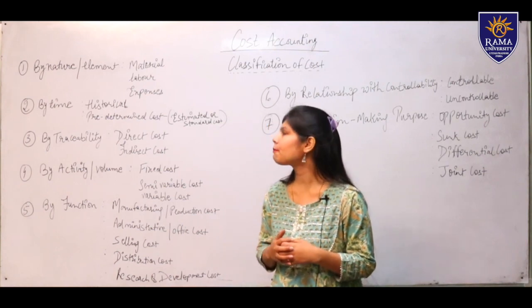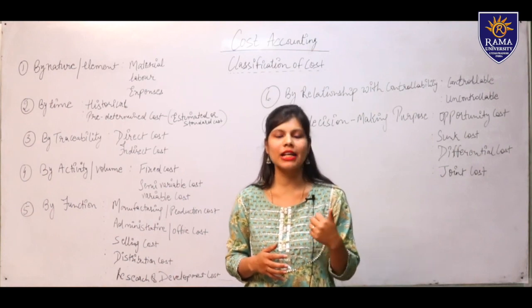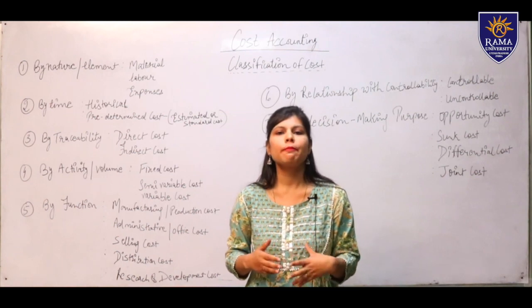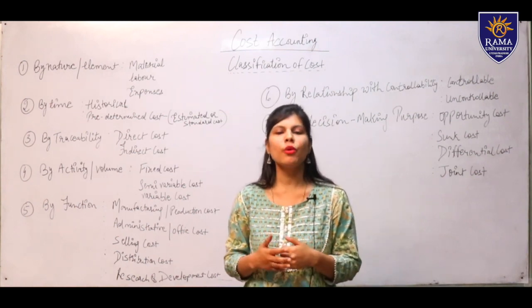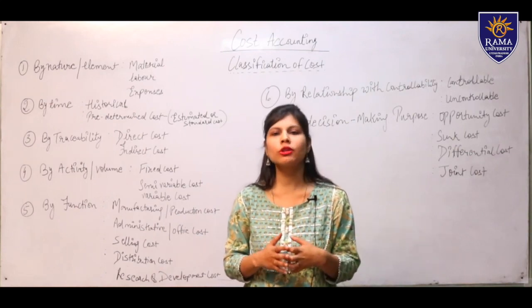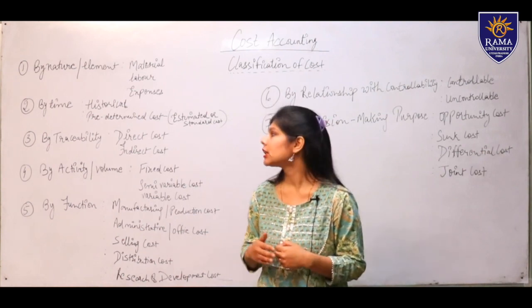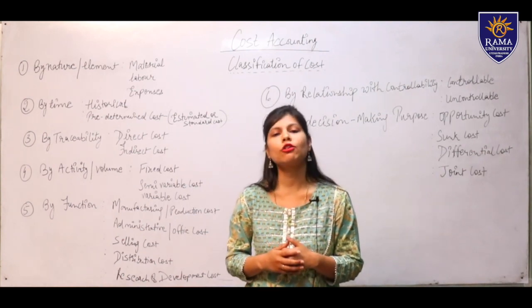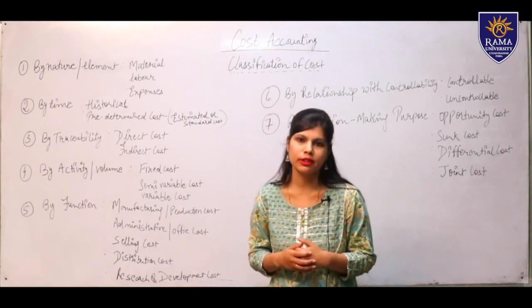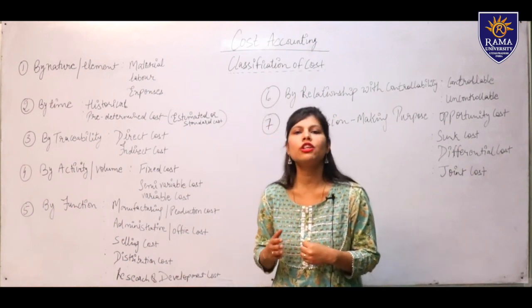Next we have our predetermined cost. Predetermined cost can be understood as standard cost or estimated cost. These are the costs which we are just presuming beforehand. We are just estimating them. We are just providing a standard cost so that we can compare it with the actual cost. So on the basis of our time, we can classify the cost on two bases, that is historical cost and predetermined cost.